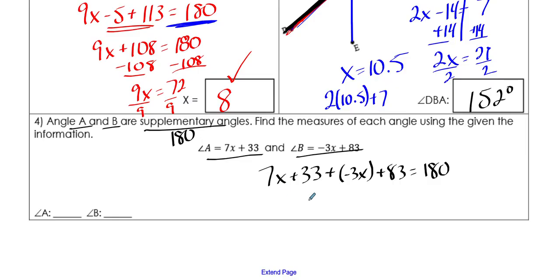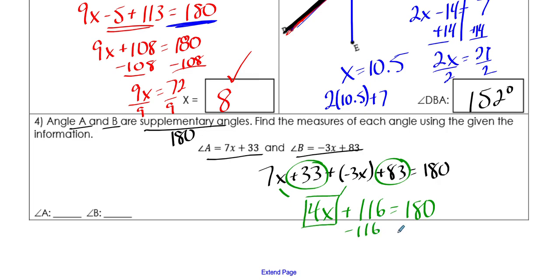We're going to combine like terms. I'm going to add these two together. So 7x plus a negative 3x, that's 4x. 33 plus 83 is 116. Now I can start solving. I'm going to subtract 116 on both sides. Get that 4x equals 64. And then we divide by 4. So x is 16.